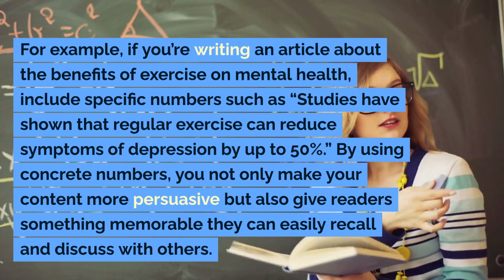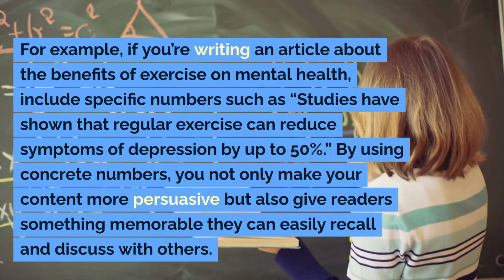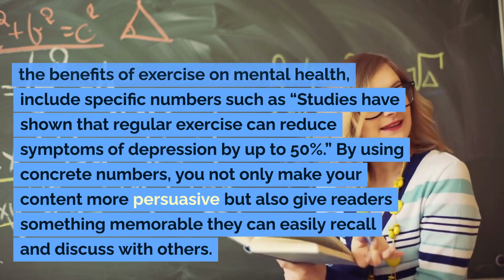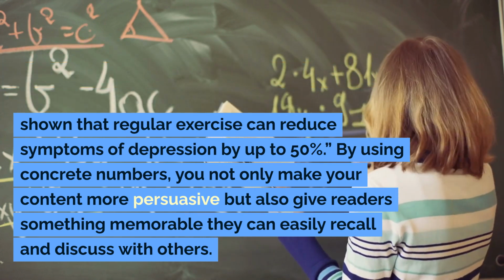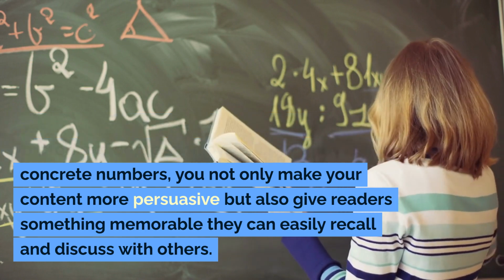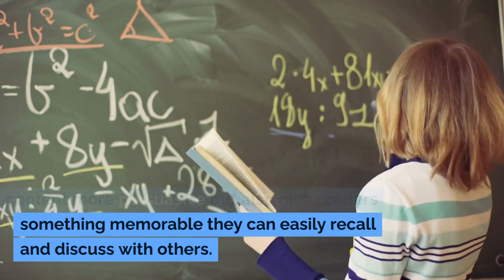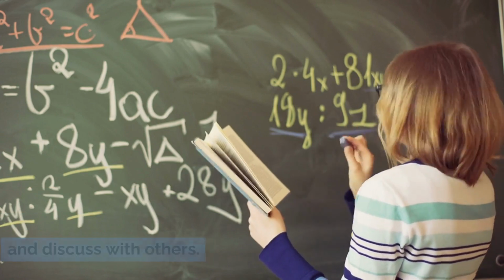For example, if you're writing an article about the benefits of exercise on mental health, include specific numbers such as, studies have shown that regular exercise can reduce symptoms of depression by up to 50%. By using concrete numbers, you not only make your content more persuasive but also give readers something memorable they can easily recall and discuss with others.